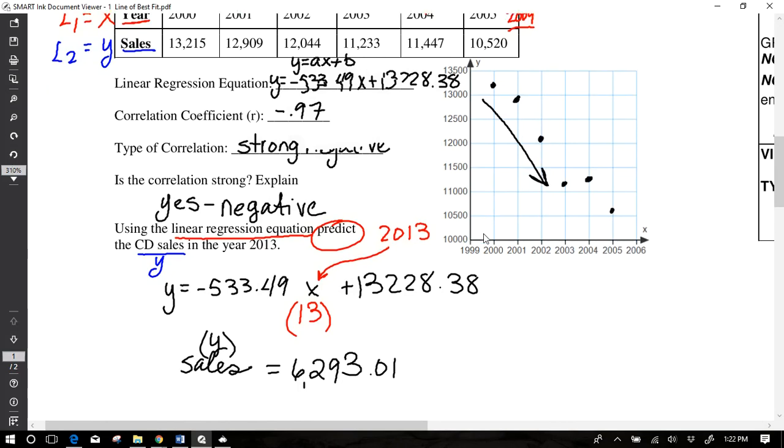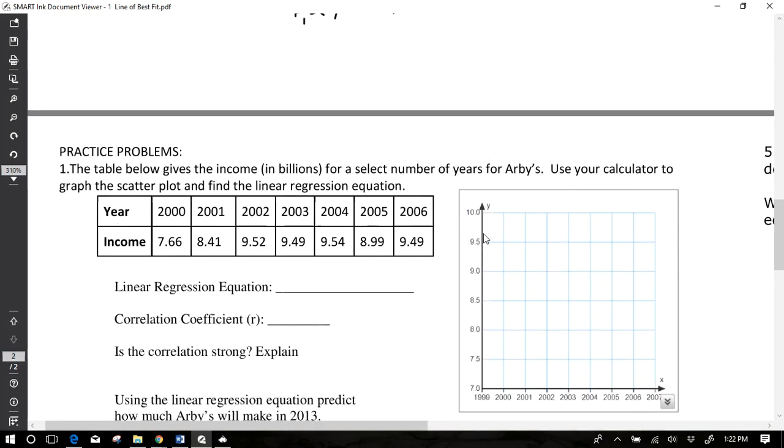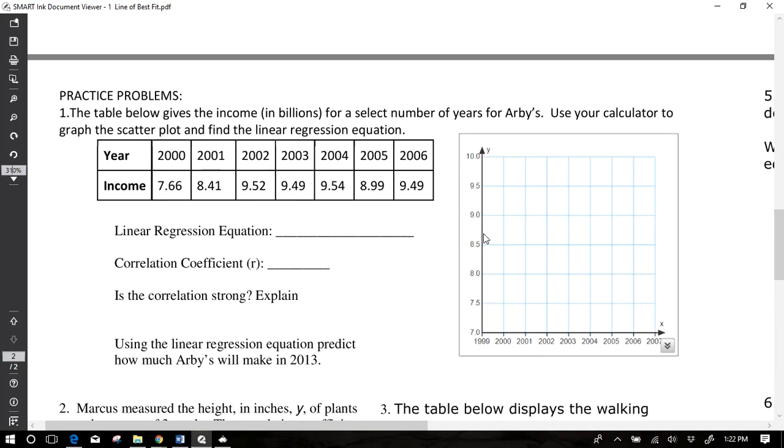You're going to flip your paper over and you're going to complete the very first practice problem on your own. But before you get started, we're going to use the original years to create our scatter plot. So in year 2000, it is 7.66. So that would be approximately here. These are estimations. We want to get as close as possible, but it won't be exact. Okay, so you're going to plot the years exactly how they are.